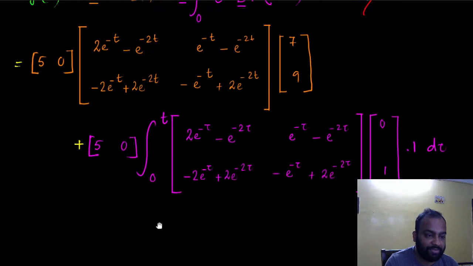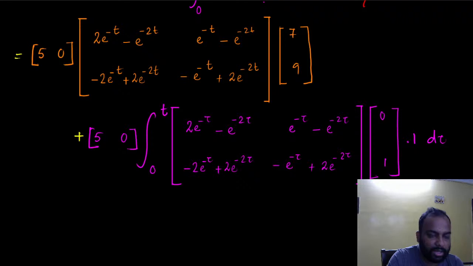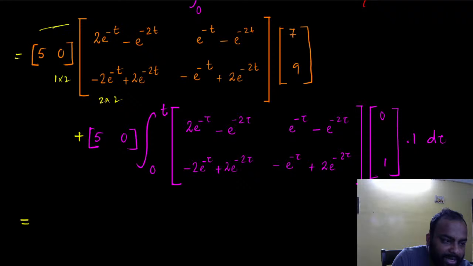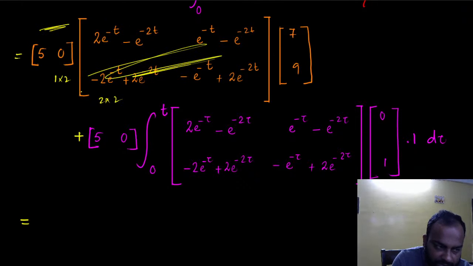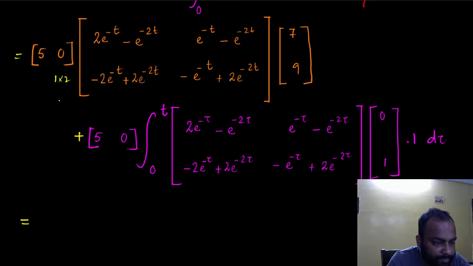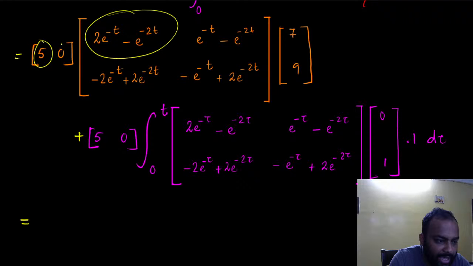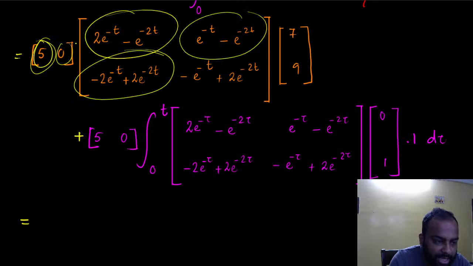Now let's do the simplification here. Once we do the simplification, this becomes easier for us to calculate. This is a 1 by 2 matrix, and this is a 2 by 2 matrix. If I multiply this with this matrix, the result becomes a 1 by 2 matrix. So let's do that. 5 gets multiplied with this and 0 gets multiplied with this, and then 5 gets multiplied with this and 0 gets multiplied with this.